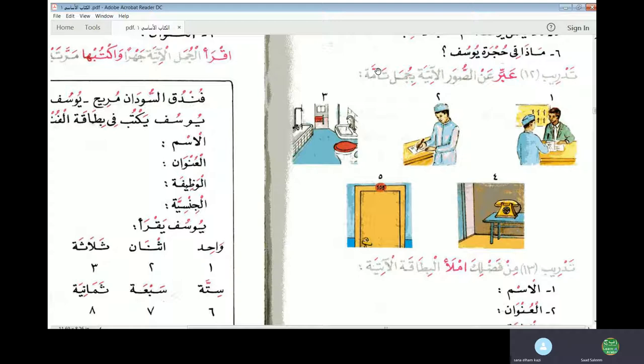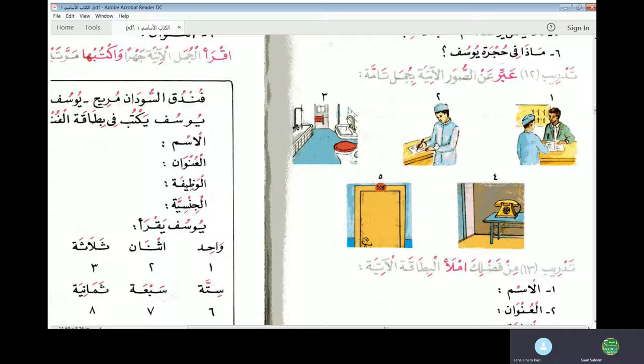Okay. Yusufu amama maktabul istiqbal. Yusuf is in front of the reception desk.